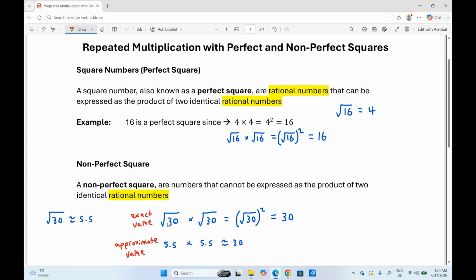So hopefully that helps you understand how the repeated multiplication can help you find the exact answer for 30. So now if someone asks you what two numbers can multiply together to get 30, you can just say the square root of 30 times the square root of 30 gets you 30.